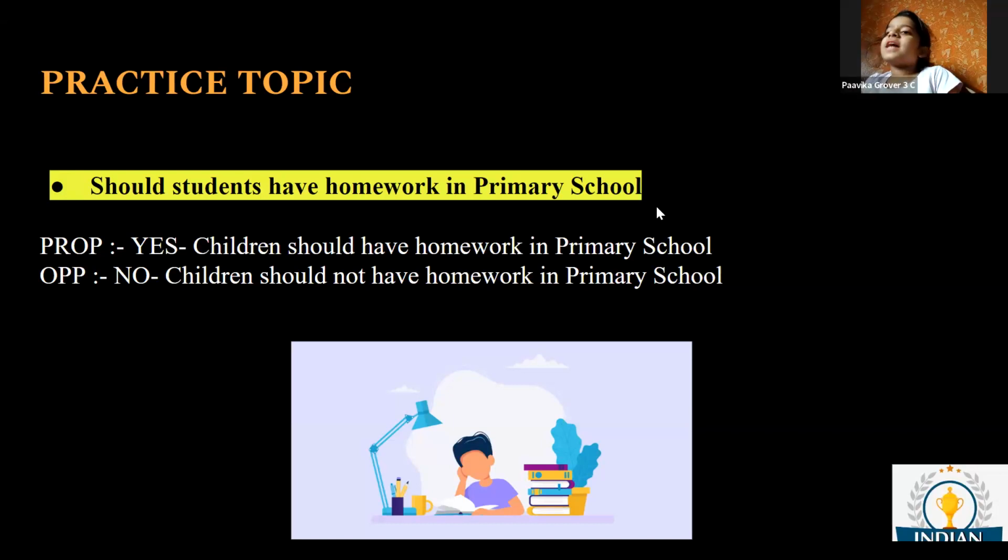Pavika says that it makes them independent and gives them confidence, because when we are in school and in the class, we have guidance. But at home, if we do homework on our own, we don't have any guidance, so it makes us independent. That's why children should have homework in primary school.